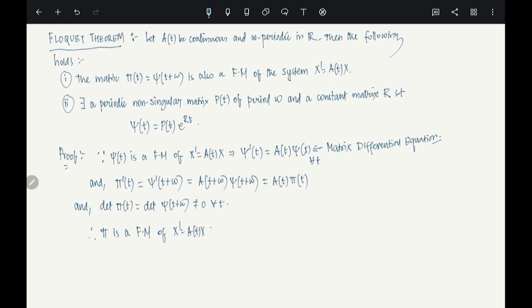Now the second part, and this is the important part. We can actually break the fundamental matrix in terms of a non-singular periodic matrix and an exponential part. So how do you do something like this? For part 2, since phi of t and phi of t plus w, which is psi of t, are both fundamental matrices, and I hope you remember the properties of fundamental matrices, then phi of t plus w can be written as phi of t times C for some constant C. C is a non-singular constant matrix.